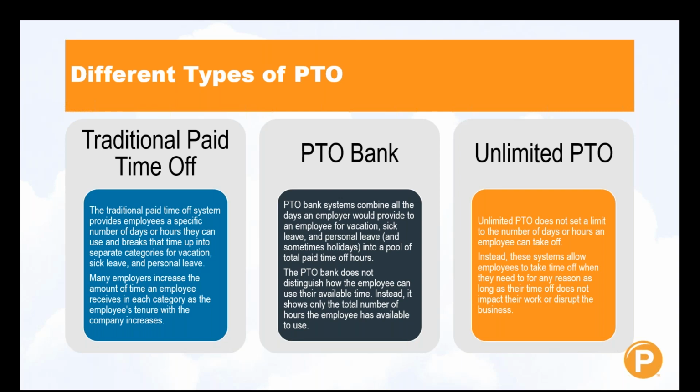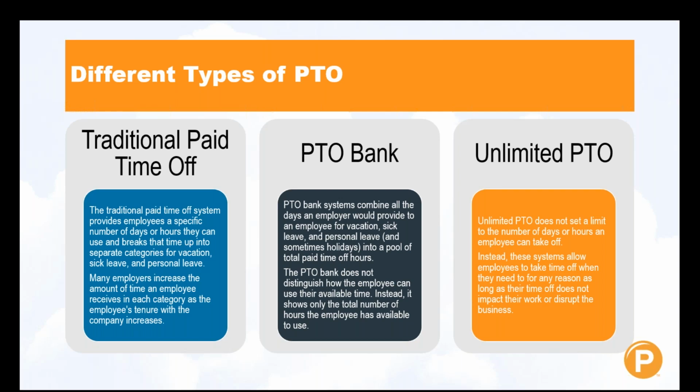Then we have something called a PTO bank, and there are a lot of names for these, so if you've heard it called something else, it's likely the same thing. A PTO bank system combines all the days an employer would provide to an employee for things such as vacation, sick leave, and personal leave, even holidays sometimes, and puts it into a pool of total paid time off hours. So maybe instead of giving your employee 3 sick days and 5 vacation days and 2 personal holiday days, etc., you're going to say you get 2 weeks a year, use it as you need. The PTO bank does not distinguish how the employee can use their available time.